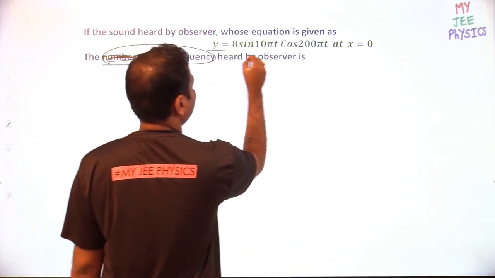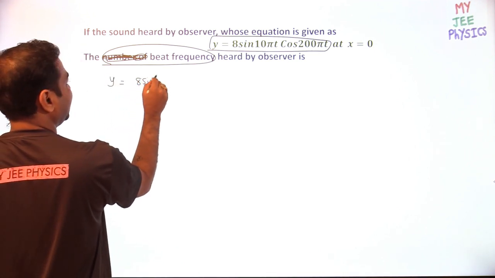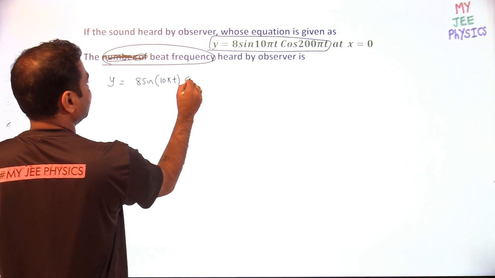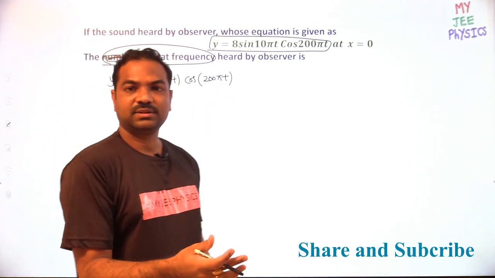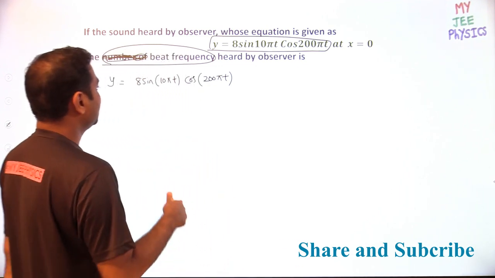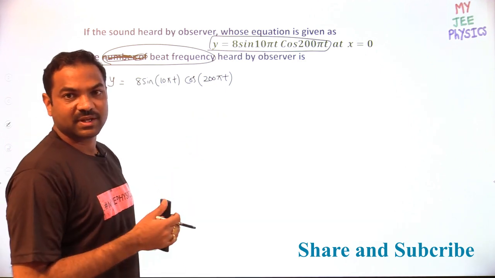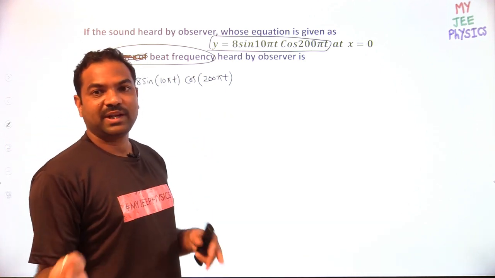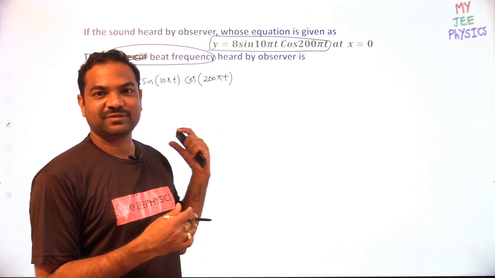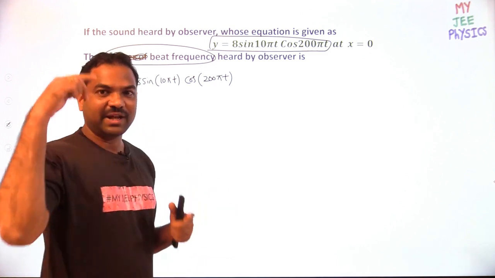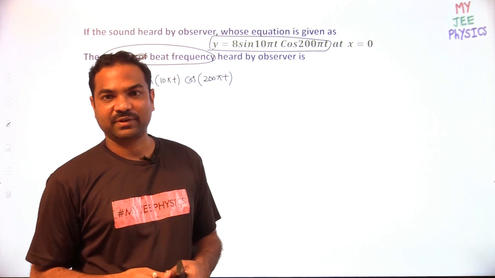Okay. So the equation is y equal to 8 sin pi t. Okay, so hope you tried already. Always try first and then watch the solution. So 8 sin 10 pi t cos 200 pi t. This is the equation as given. Usually whenever we come to beat frequency, we simply subtract the frequencies, right? But here it is not like that. Individual frequencies are not given. So then you should have the idea of the concept or derivation of beat frequency.